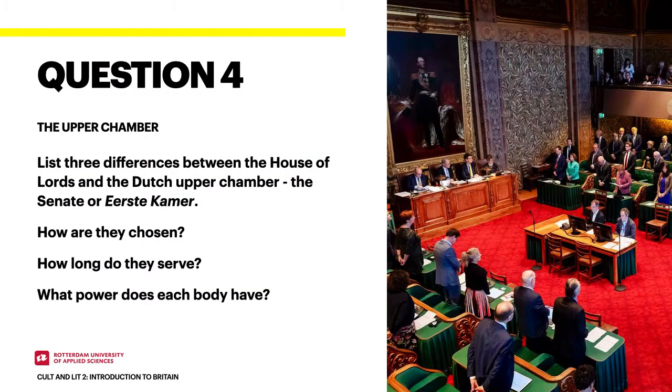Question 4 is with regards to the upper chambers. List 3 differences between the House of Lords and the Dutch upper chamber, the Senate or the Eerste Kamer. The 3 questions that you need to focus on are how they are chosen or elected, how long they serve, and what power each body has. Make sure to look in your book to find information about the English Parliament or the British Parliament, and also to look online if you need some information about how the Dutch Eerste Kamer is elected.